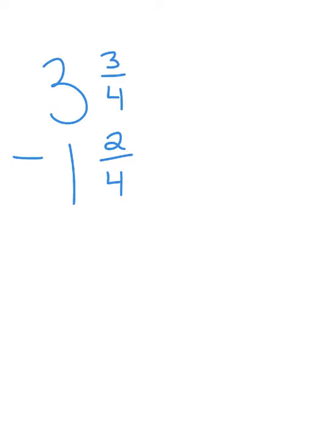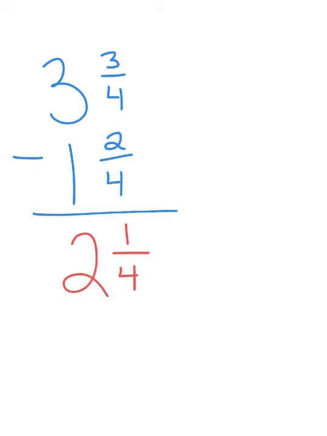Alright, so let's first look at a fraction subtraction problem that does not require renaming. Let's say we're doing 3 3/4 minus 1 2/4. In this problem, you would subtract the fractions first. 3/4 minus 2/4 is 1/4, and 3 minus 1 is 2. So 3 3/4 minus 1 2/4 is 2 1/4.